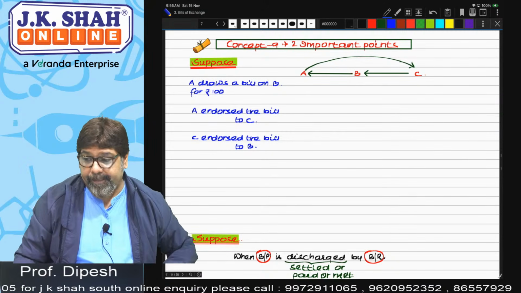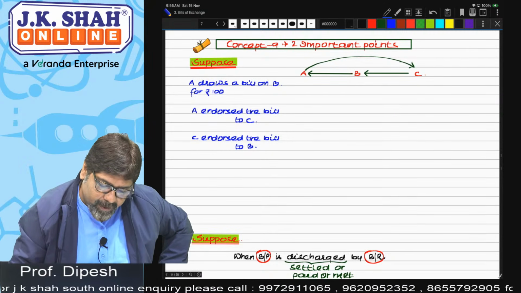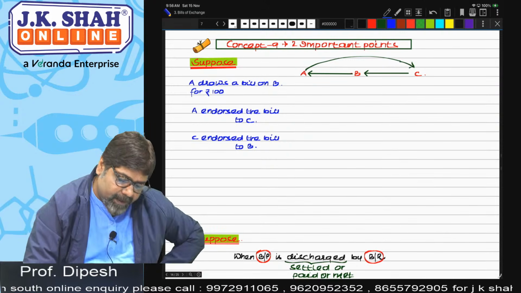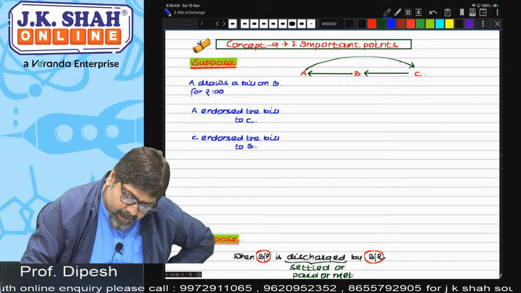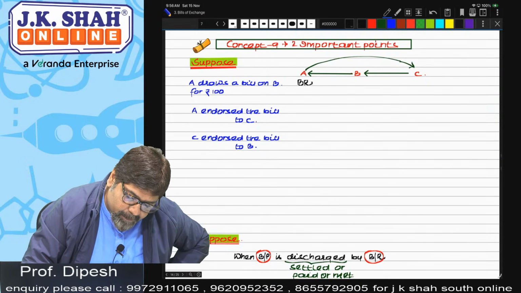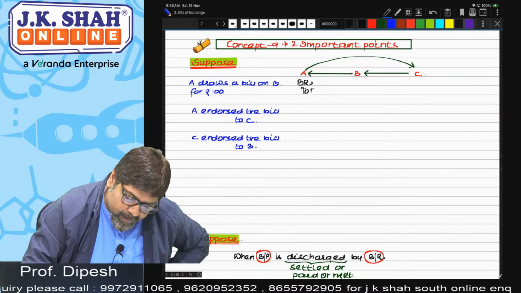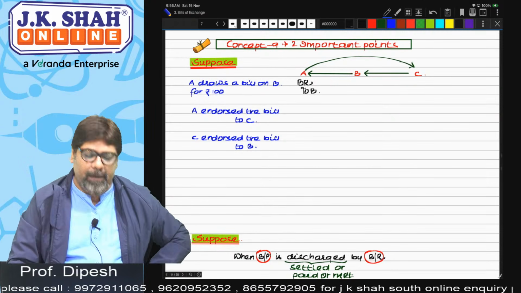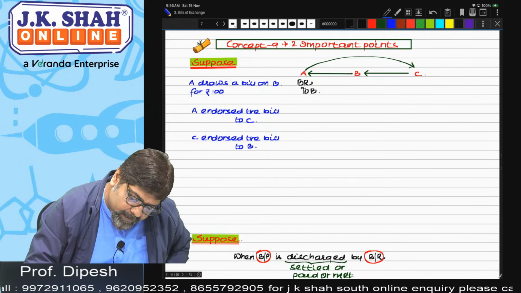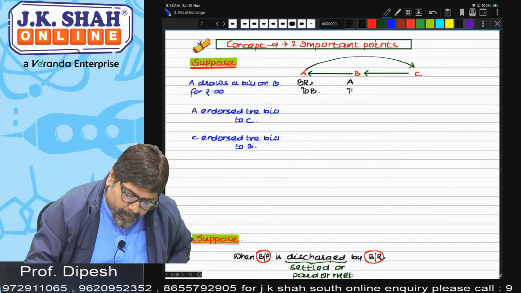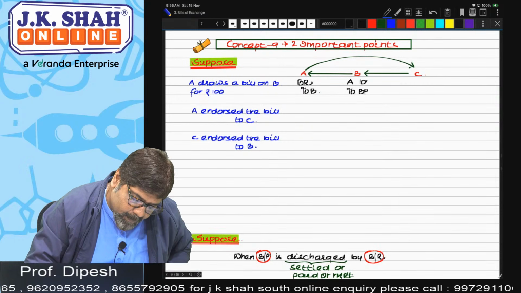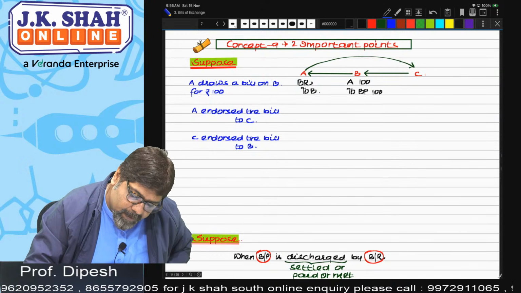Ready? Yes. A draws a bill on B for rupees 100. So what entry will A pass? Sir, A will pass bills receivable to B. Very good. Bills receivable to B. What entry will B pass? B will pass A to bills payable. 100, 100.